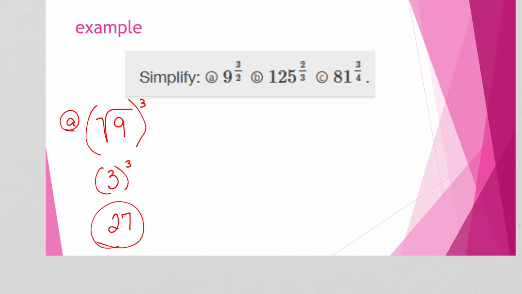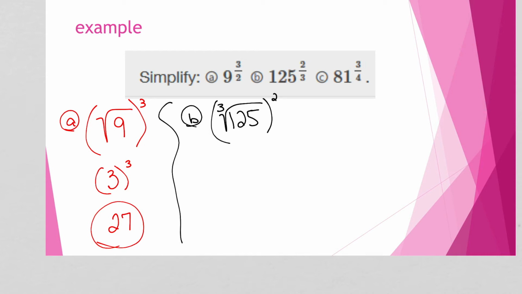All right, let's look at B. We have 125, and that goes under the radical. The 3 will go up in the index place. And let's look at the 2. Let's put the 2 on the outside, okay? Because we can take the cube root of 125 pretty easily. It's 5. So then we have 5 squared, which is 25.